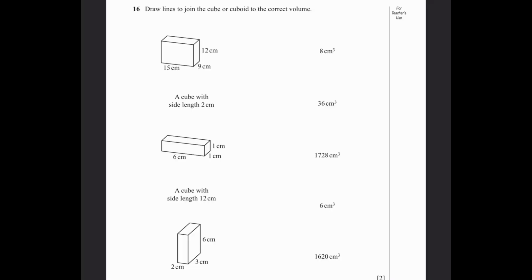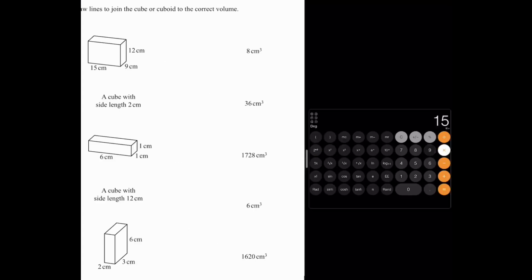Question 16. Draw lines to join the cube or cuboid to the correct volume. So this is a cuboid. First one. 15 into 9 into 12. Let's do that on a calculator. 15 into 9 into 12. It's equal to 1620. That means that the first cuboid is connected to the last one.